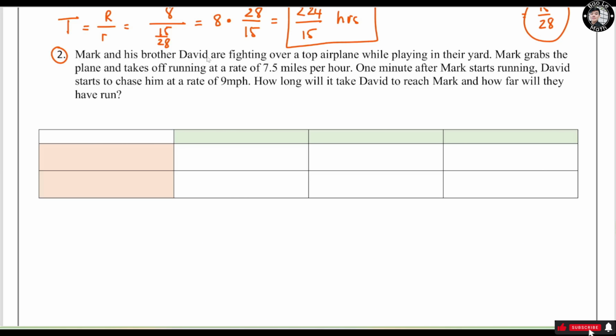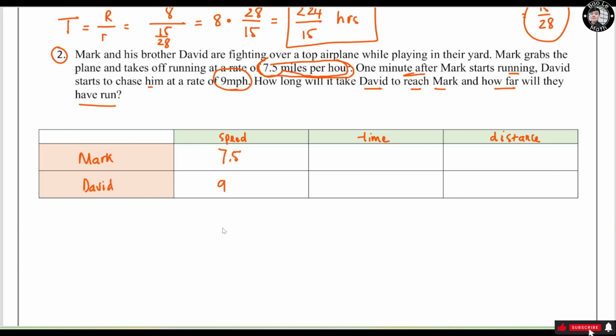Mark and his brother David are fighting over a toy airplane while playing in their yard. Mark grabs the plane and takes off, running at a rate 7.5 miles per hour. 1 minute after Mark starts running, David starts to chase him at a rate 9 miles per hour. How long will it take David to reach Mark, and how far will they have run? Mark's speed is 7.5 miles per hour. David's speed is 9 miles per hour.